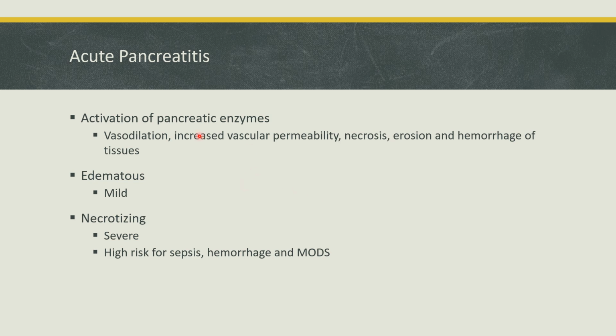So again, activation of these pancreatic enzymes. Here we're going to have edema of our pancreas. We can also have a necrotizing pancreatitis. So this is a severe pancreatitis. Okay, necrotizing pancreatitis, we can see severe abdominal pain. They might have a peritonitis. They might have a rigid abdomen. This is a high risk for sepsis, hemorrhage, and multi-organ dysfunction syndrome, right? Because we're having a mass release of our pancreatic enzymes.